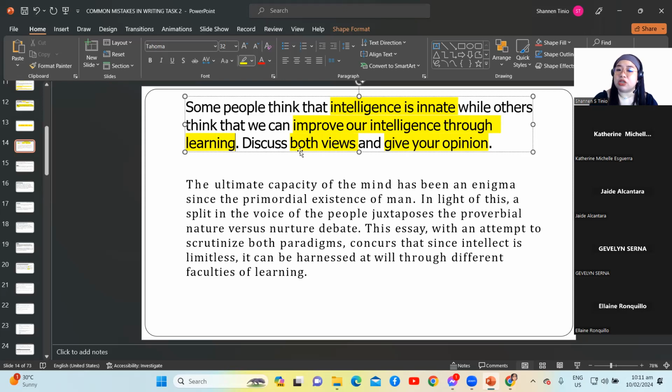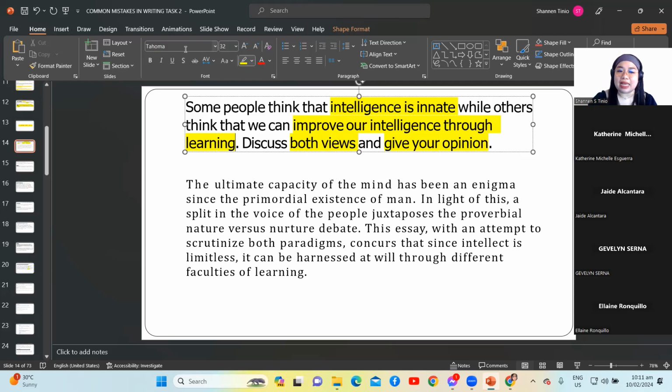But it says here, the instruction is, discuss both views. It doesn't say agree or disagree. It says, discuss both views. And then, after mo i-discuss yung parehong topic or two contrasting ideas, then give your opinion. Again, you have two things to do. Discuss both views, give your opinion.